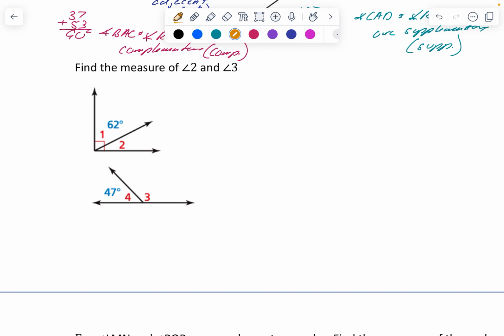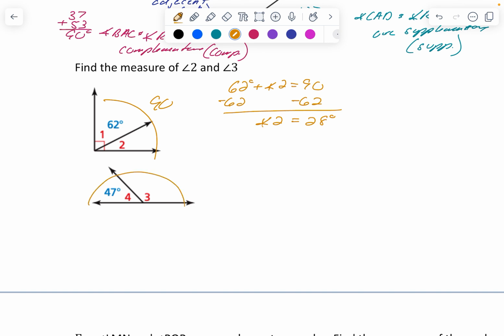All right, so these are pretty straightforward. This is a 90-degree angle. So 62 degrees plus angle 2 equals 90. By subtracting that from both sides, we get angle 2 is equal to 28 degrees.